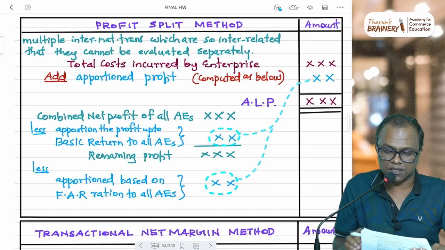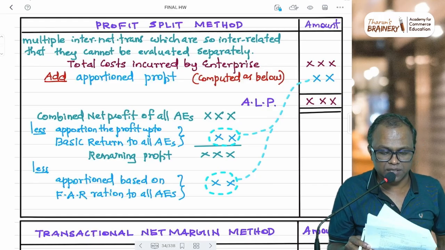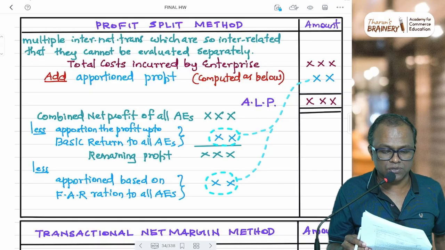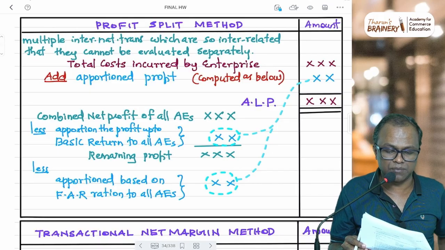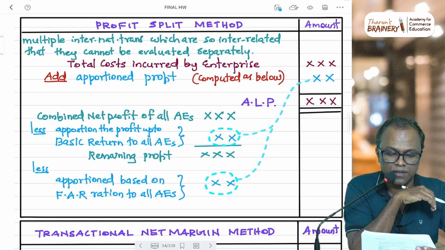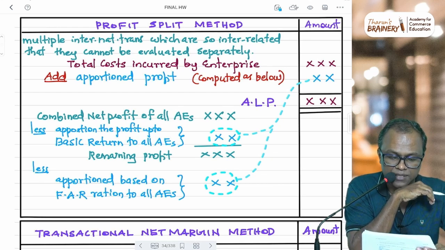Then the financials are as below. AE1 Limited and AE3 Limited. What is the revenue they got? Total revenue is $50,000. That $50,000 is split among AE1 and AE3, $30,000 and $20,000. Next data, very important. We need that.